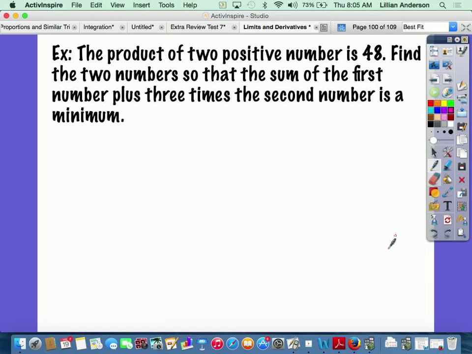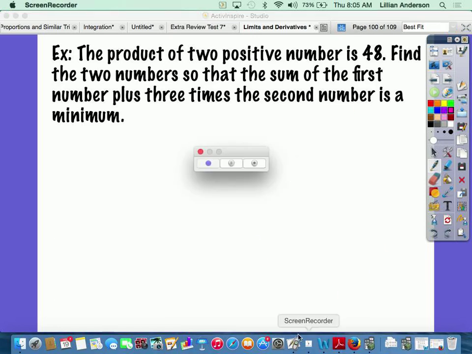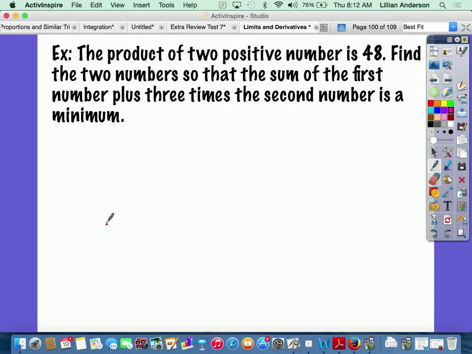All right? So for the first example, I'm going to switch up to the board. Okay, so the first one says the product of two positive numbers is 48. Find the numbers so that the sum of the first number plus 3 times the second number is a minimum. So the first thing we need to do is assign variables to the given quantities and the quantities to be determined. So x is going to represent our first number, and y is going to represent our second number.